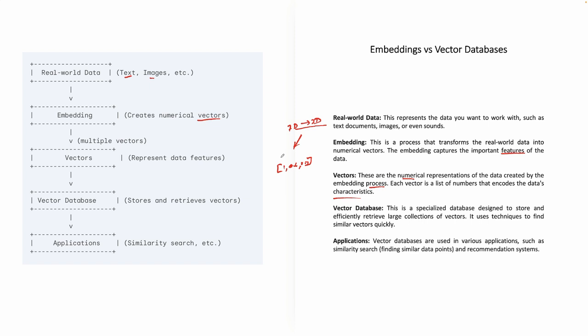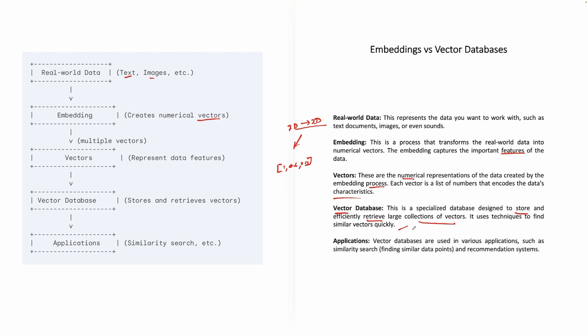So normally if I ask you today, where would you store your Oracle tables, or your normal tables? You would be storing your tables in a database. Same way you would be storing your vectors in a vector database. A vector database is a special kind of database designed to store and efficiently retrieve large collections of vectors, and it uses techniques to find similar vectors quickly. As we studied earlier, it is more about similarity search.